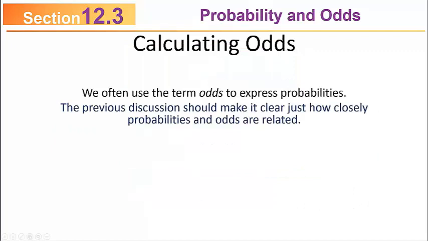I hope this discussion makes it absolutely clear just how closely probabilities and odds are related. You can freely go between those two things. You can say things in terms of probabilities. You can say things in terms of odds. One thing can be directly connected to the other.